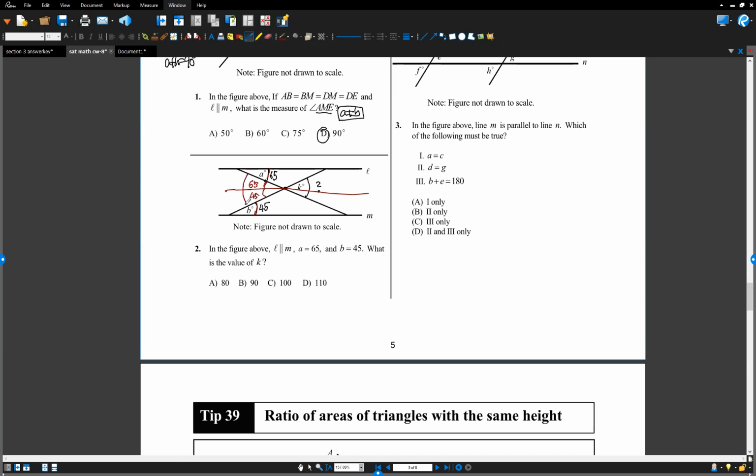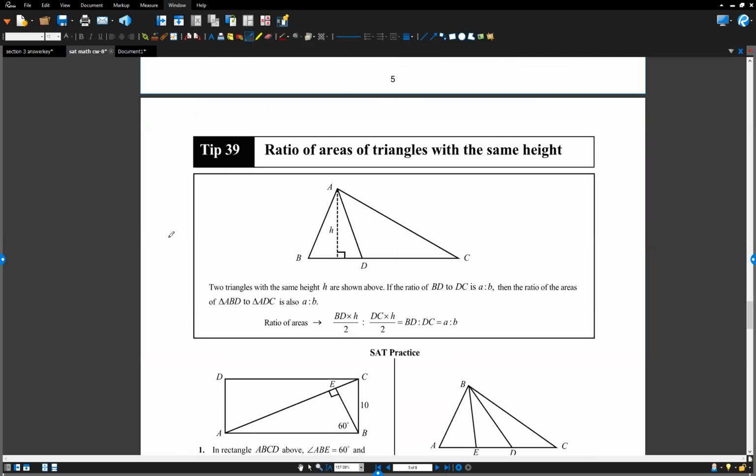What is the sum of these two angles? 110, isn't it? But this 110 is equal to this one, vertical angles. Okay? This vertical angle is also 110 degrees. So 110 is the answer. Are you with me? Okay, parallel lines and transversals, okay?